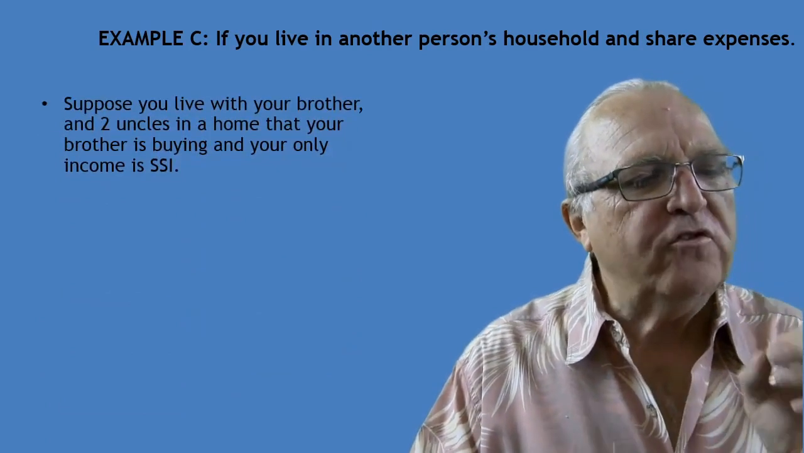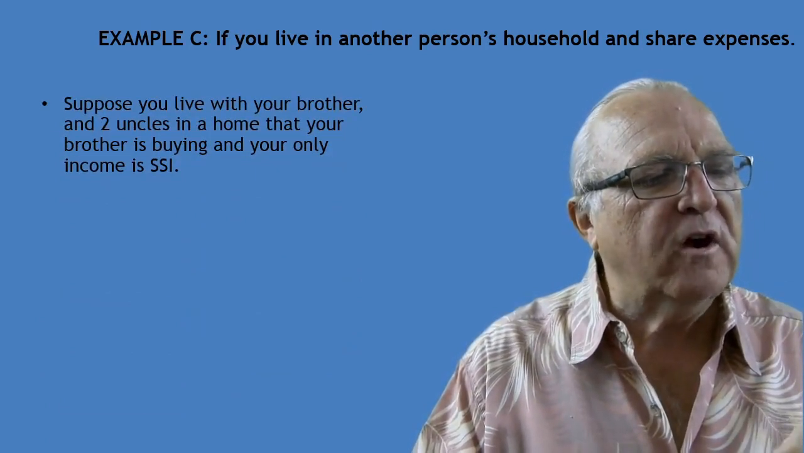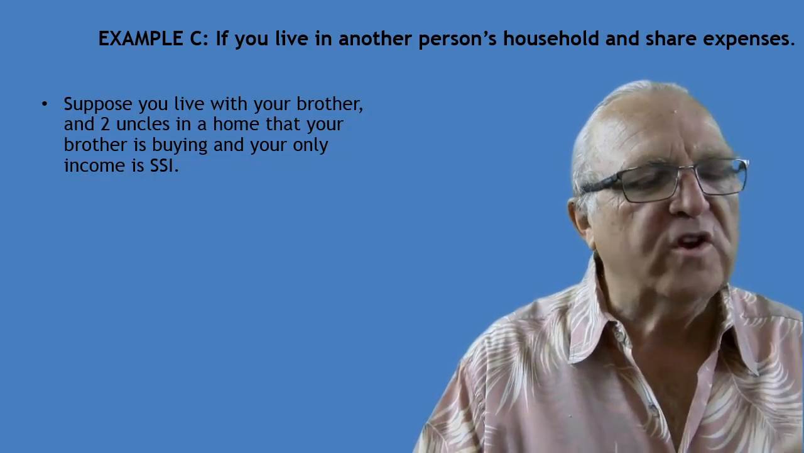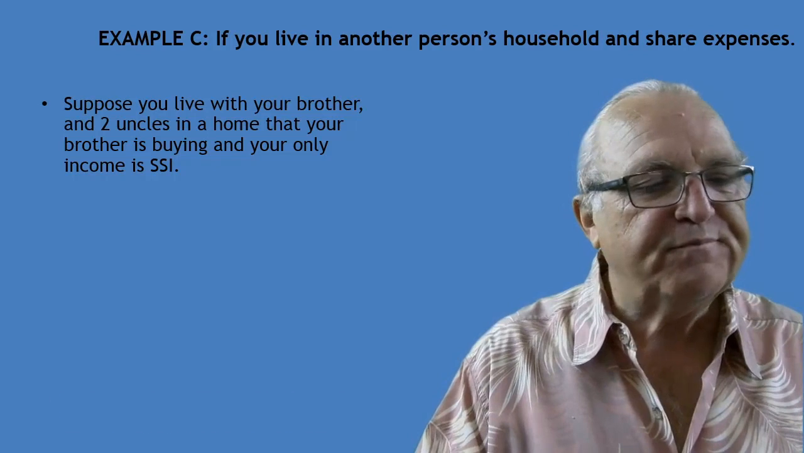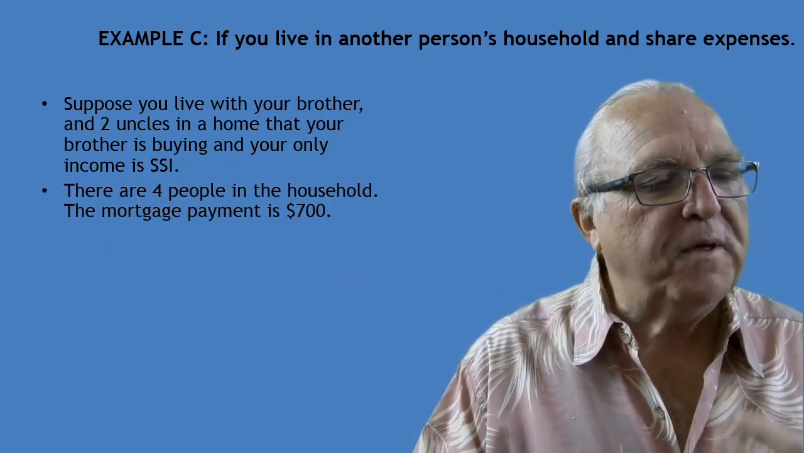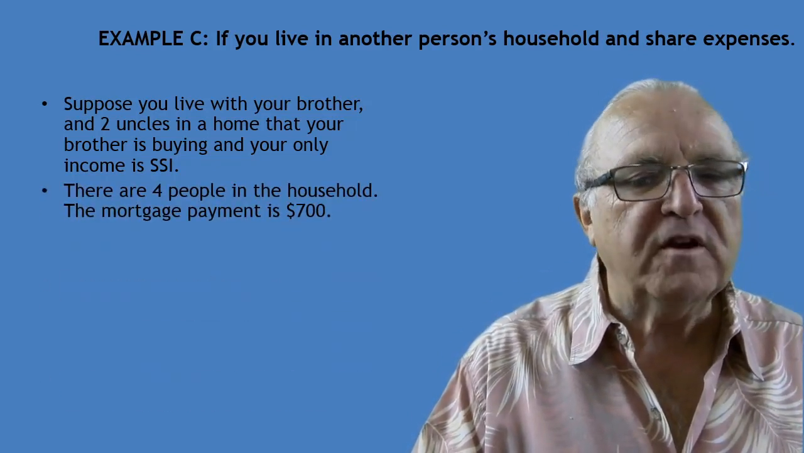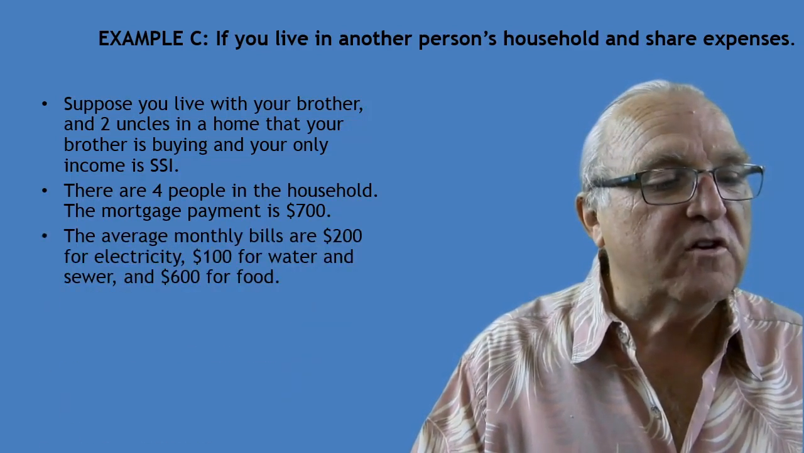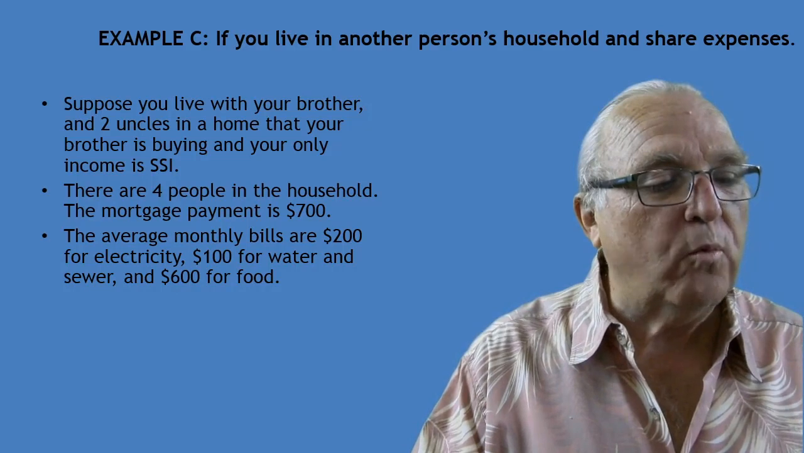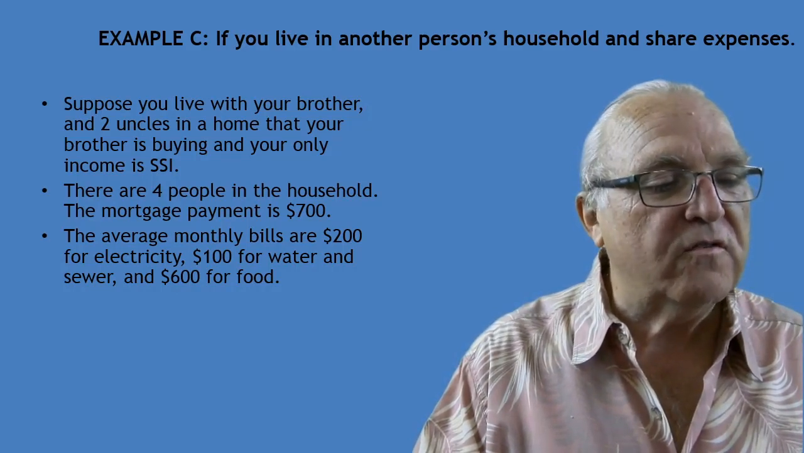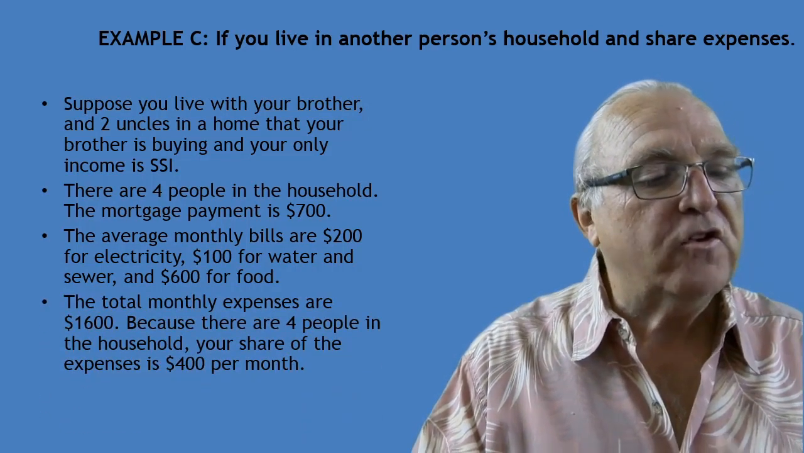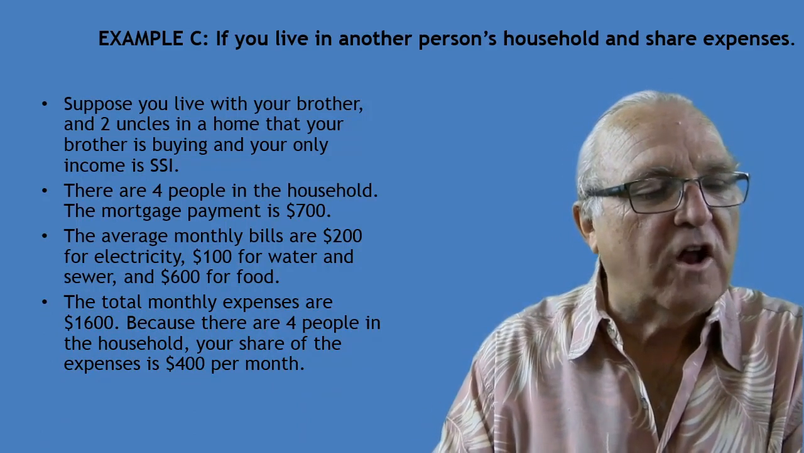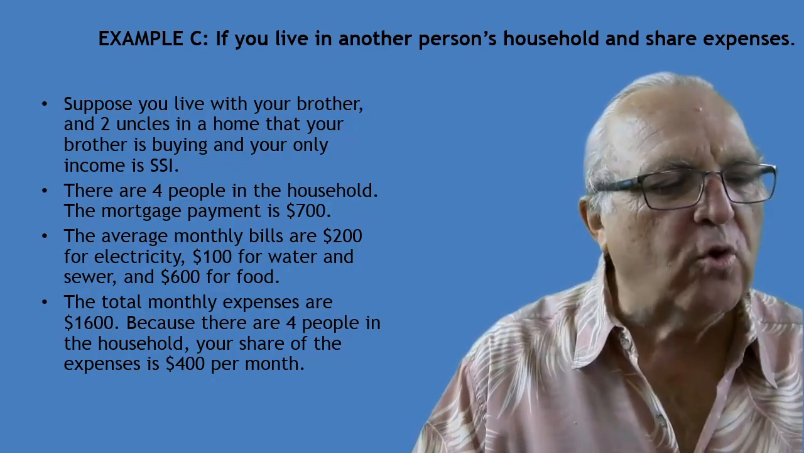Okay? Suppose you live with your brother and 2 uncles in a home that your brother is buying and your only income is SSI. Okay? There are 4 people in the household and the mortgage payment is $700. The average monthly bills are $200 for electricity, $100 for water, and $600 for food. The total monthly expenses, if you add that all together, is $1,600. So that would be the household expenses.